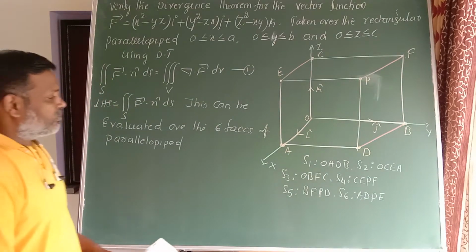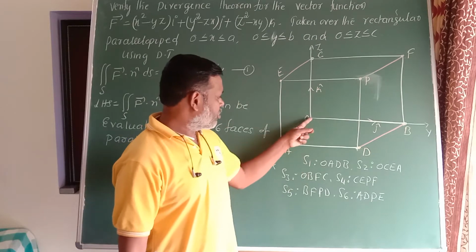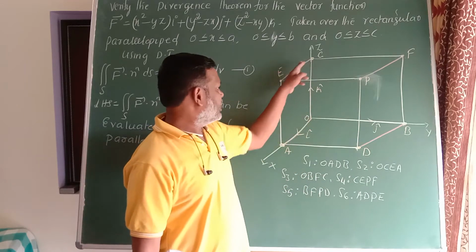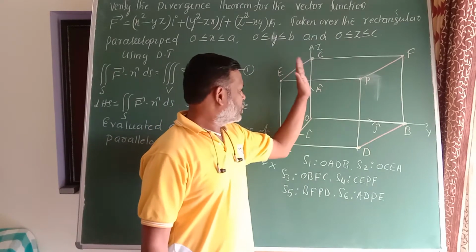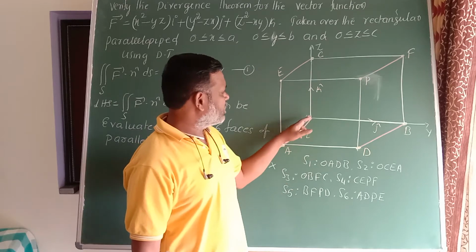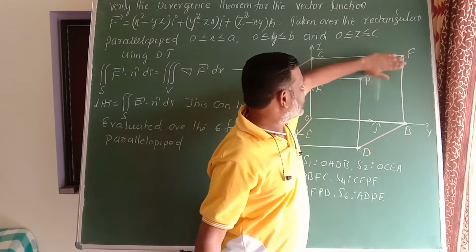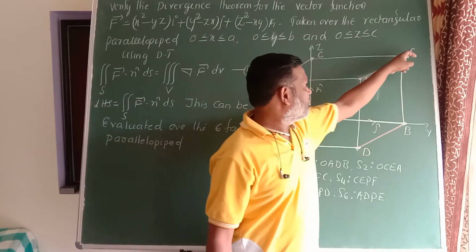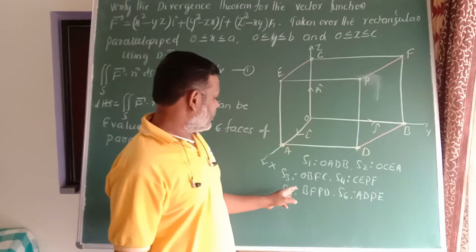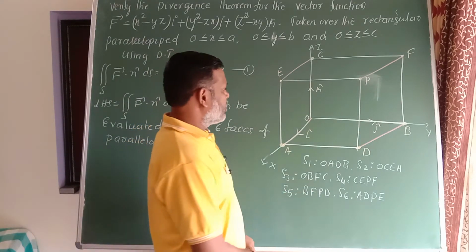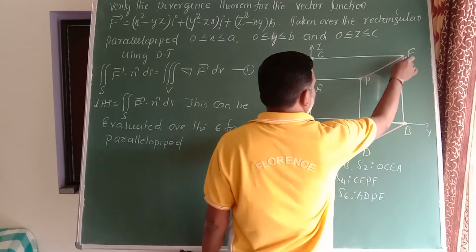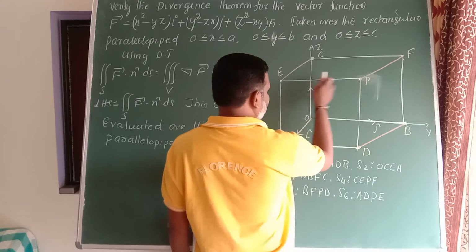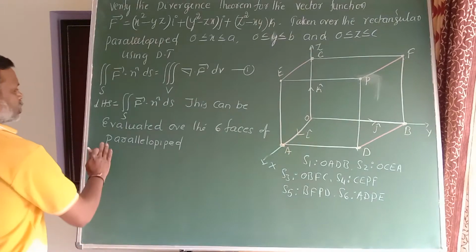How to understand this? The face S1 is OADB, this first face. S2 is OCEA, the second face. The third face is OBFC, this entire thing. The fourth face is CEPF, the top face. And S5 is BFPD, this face. And S6 is this one, ADPE. Now we have the six faces.